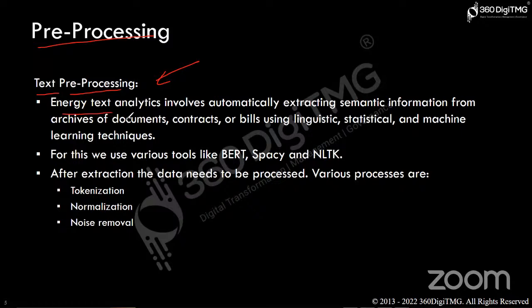Text data involves automatic extraction of semantic information from archives of documents, contracts, or bills, and using linguistic, statistical, and machine learning techniques, we can do this text pre-processing. This text will be converted into a digital form, and this digital form of text will then be converted into a DTM, document term matrix.